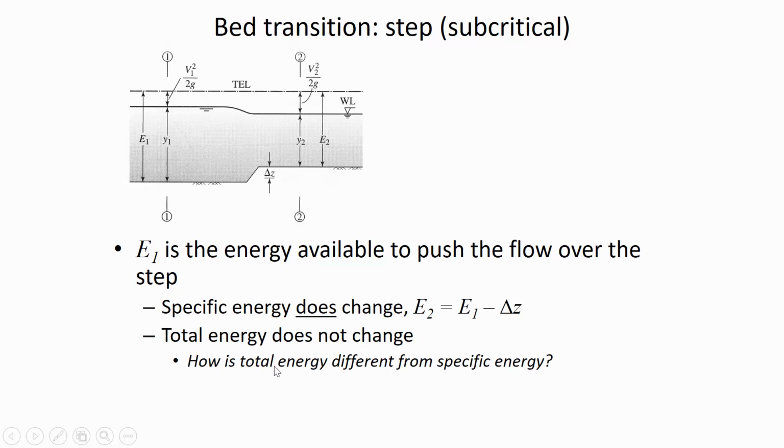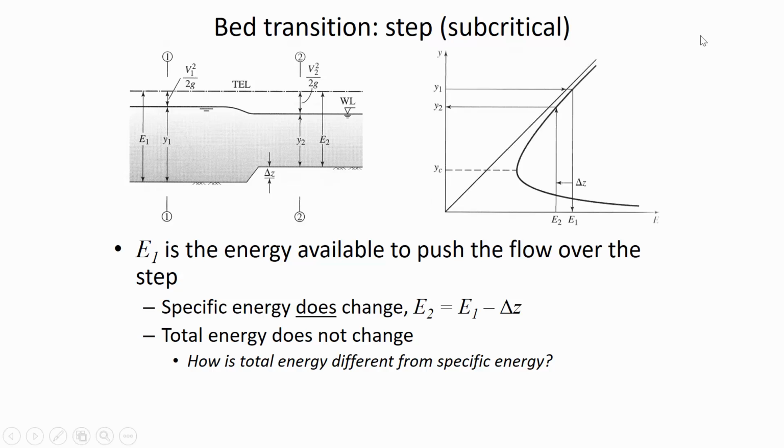Remember, the difference between total energy and specific energy is that in the case of specific energy, you're ignoring the elevation below the channel. But in total energy, you are considering some delta Z above a datum. Okay, now let's consider this from the specific energy diagram, SED.